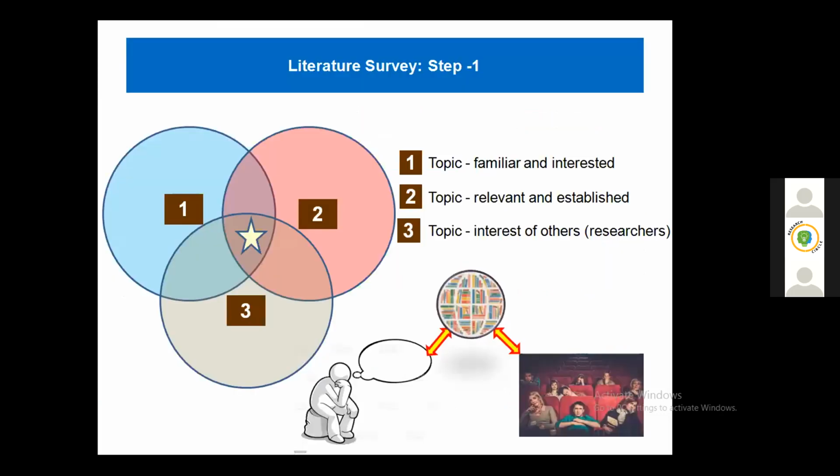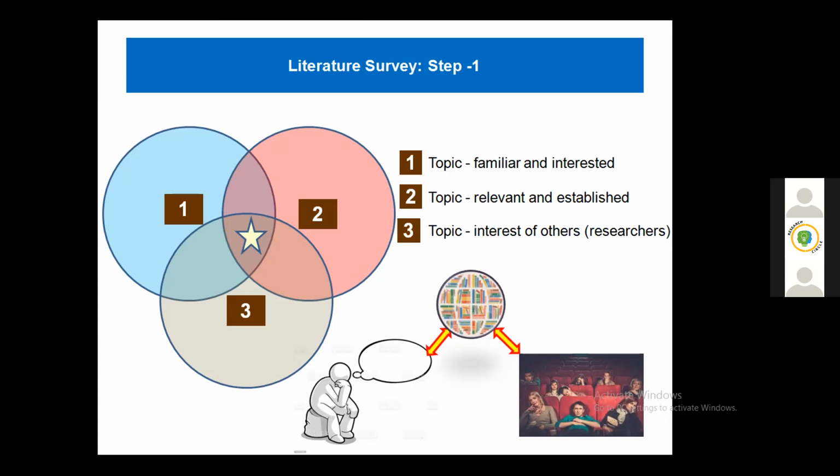Then the literature survey, step one. First of all, the topic should be familiar and interesting. If you select something new, which is not at all familiar and interesting, people will not search it. So first of all, the one who is going to carry out the research should be familiar with and interested in that topic. The second one is that the topic should be relevant and established. The theory should be very strong for starting that particular research activity. The governing equation and the science behind that expression should be well known to the person.